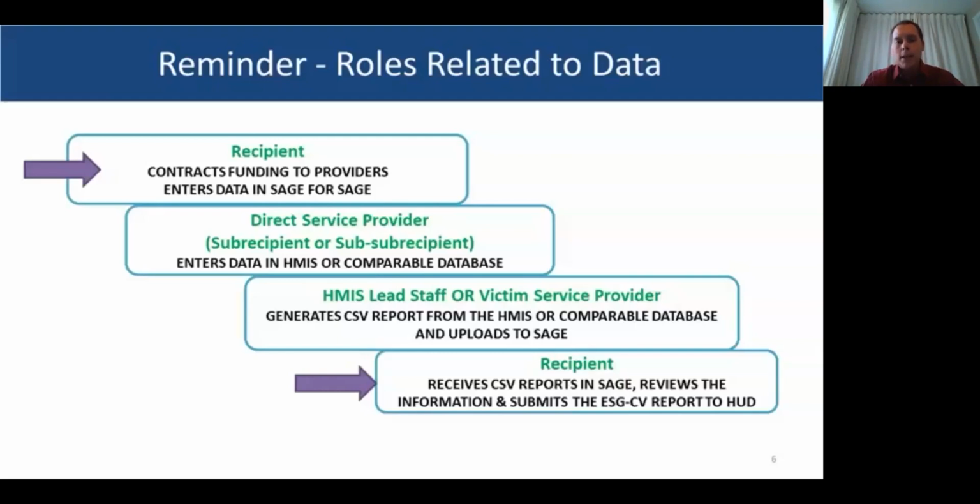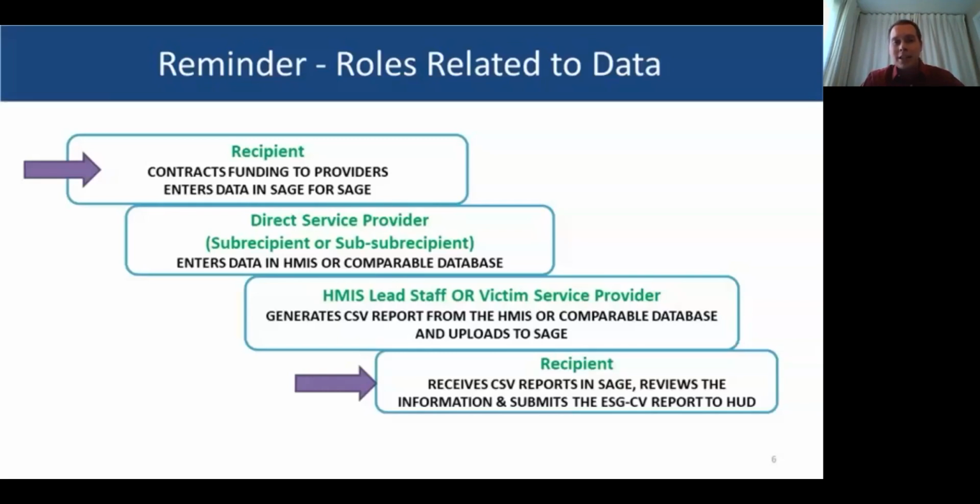And then recipients. Again, after the CSVs have been uploaded by all HMIS leads or victim service providers that need to submit an upload, the recipient will need to go back in, ensure all the screens are filled out, like the financial screen and other screens, and they will hit submit.